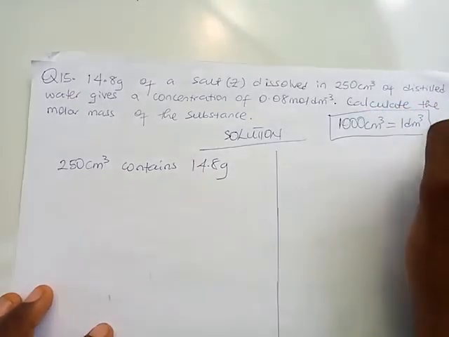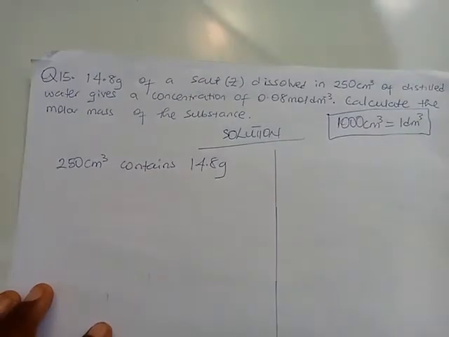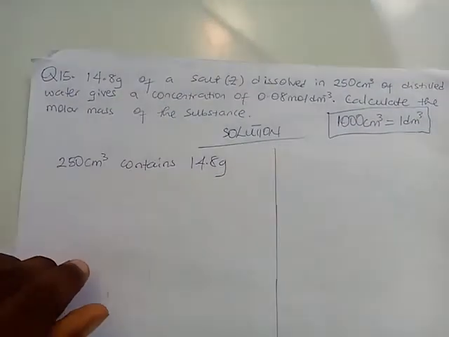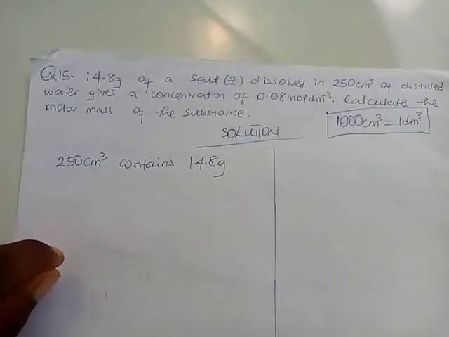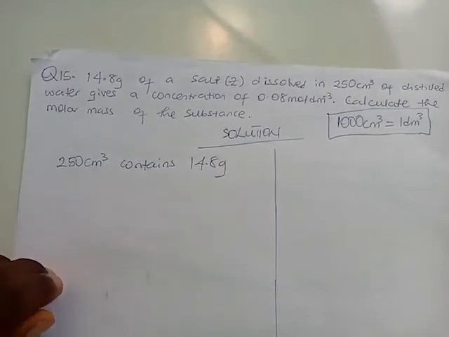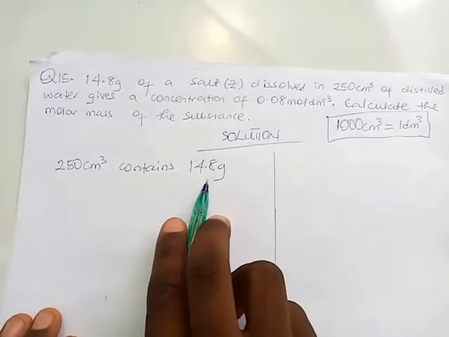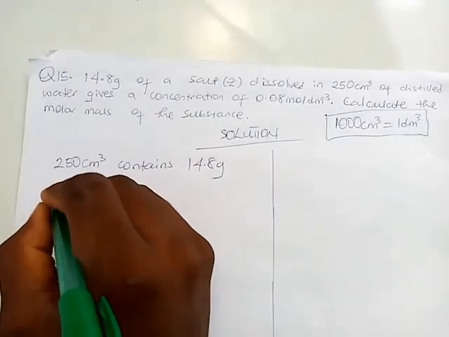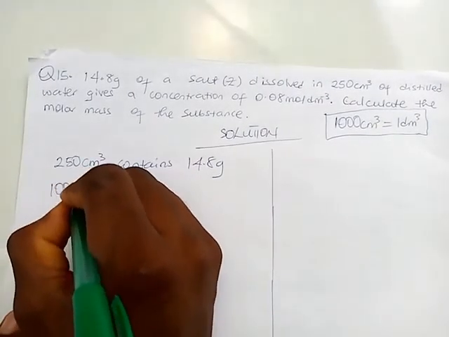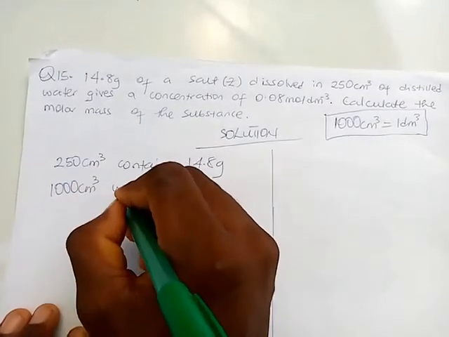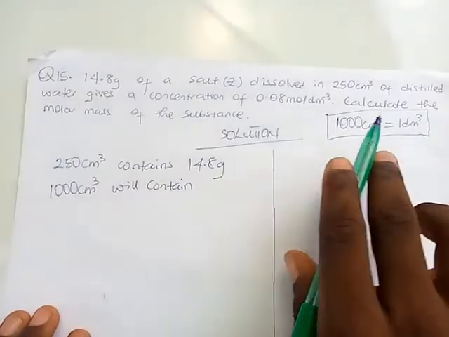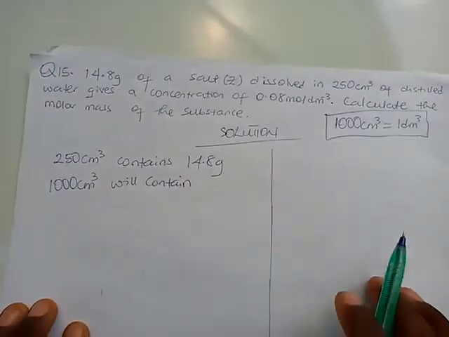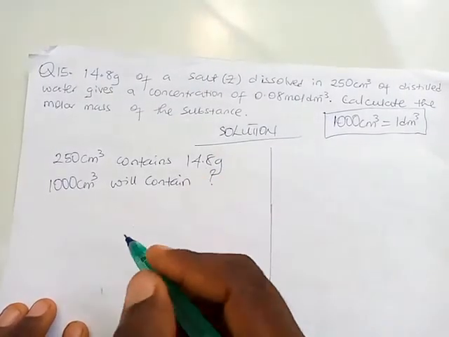And the unit of molarity or molar concentration or solubility is mole per dm cube. When we do the next video on that, we are going to understand molarity and solubility better. Let me just give these explanations now. So if 250 cm cube contains 14.8 grams, then 1000 cm cube will contain, or what this means is 1 dm cube will contain, now we know how we do this work here.